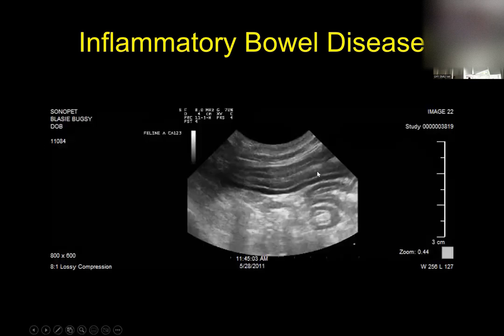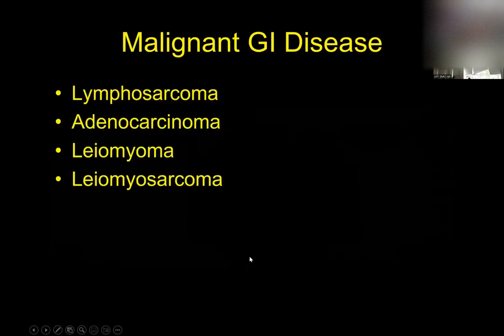Okay, another section of bowel. Here's the inside black layer here. Here's the outside black layer. It's as thick as the inside black layer. Okay, that's again IBD in a cat.